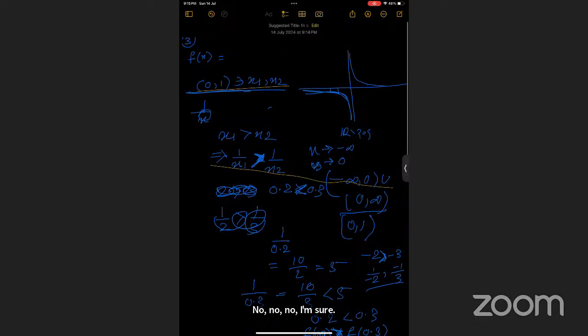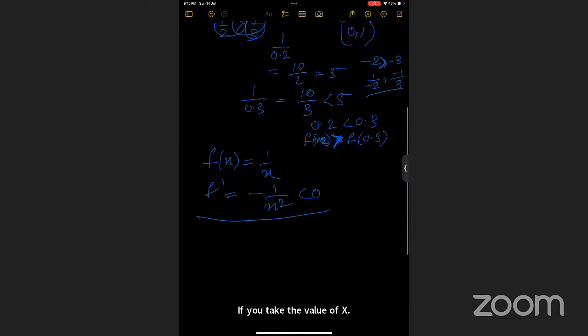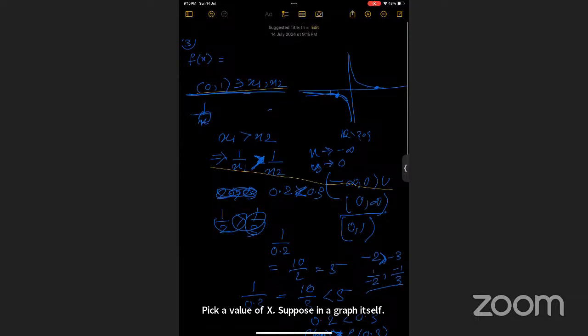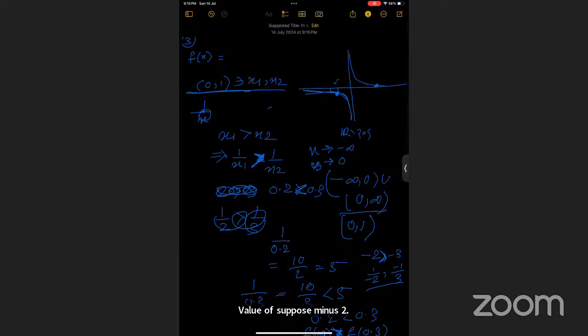Actually, yeah. Because we can see increasing in the graph itself. If you take a value of x, suppose -2, then you will get y as -1/2, right? Yes, -0.5. If you take -4, you will get a value around -0.25. So y is increasing. As x reaches -infinity, your y will reach 0. So it's an increasing function, no?